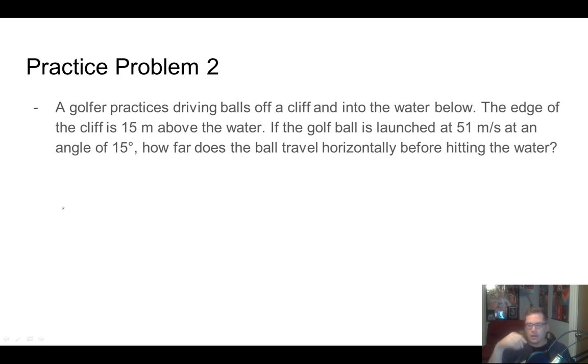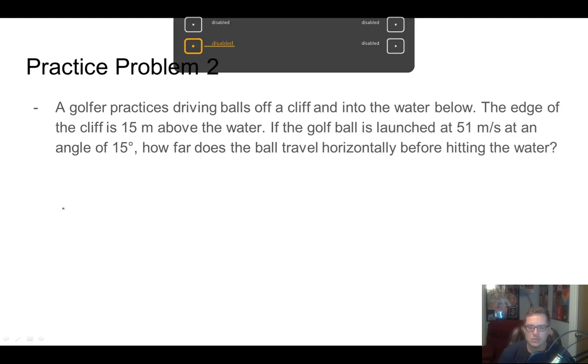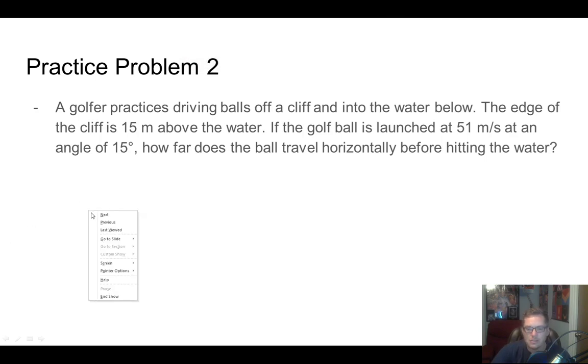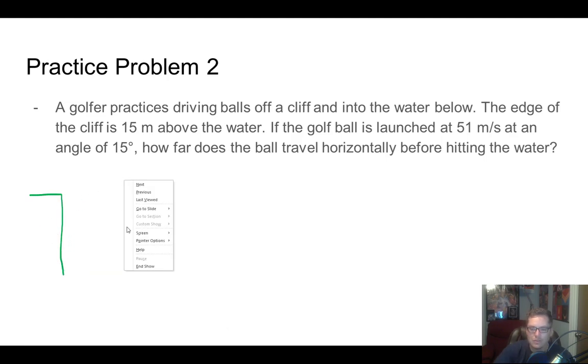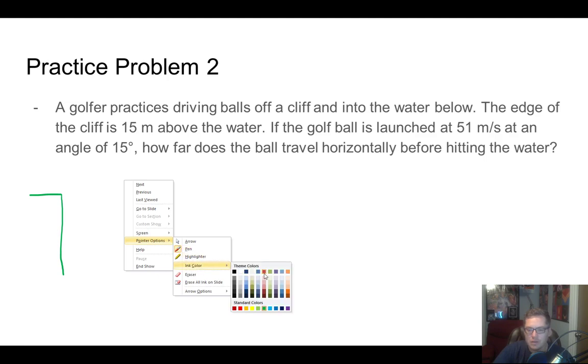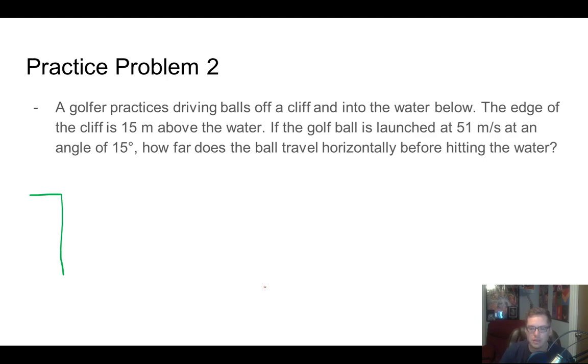All right, so let's think here. First, let's draw ourselves a little diagram. He's a golfer, so we're going to give him a green cliff here. There he is. And he's a golfer, so they wear a weird color. How about this weird pink thing? So anyway, we got our golfer.